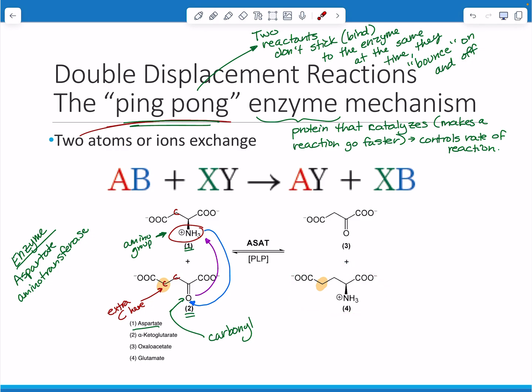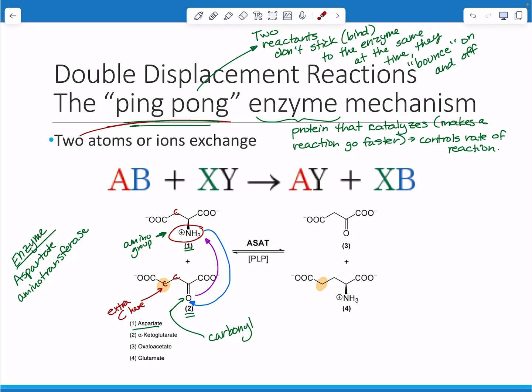If you've ever heard MSG, monosodium glutamate, basically what that is, it's an ionic compound made of this molecule that's a normal product of normal metabolism that has a positive sodium ion neutralizing one of those negative charges. So that's what that is.